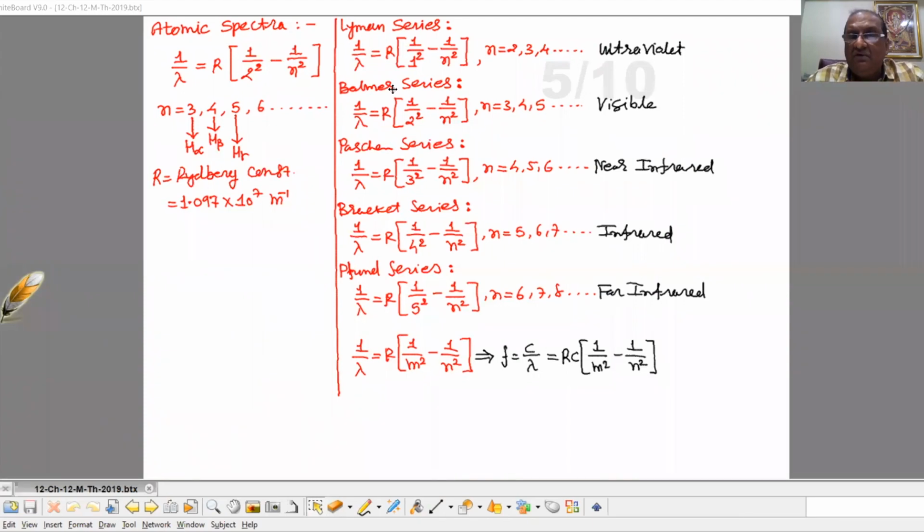So now we have to discuss the Bohr atomic model and up to what extent it can explain the actual atomic structure, that we have to discuss. Clear to all of you?